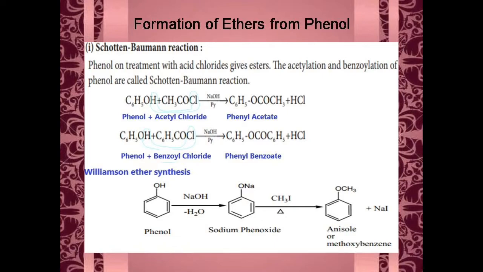The next one, when phenol is reacted with benzoyl chloride, formula C6H5COCl, in the presence of sodium hydroxide and pyridine, the HCl is removed, so that we get the product C6H5COOC6H5. Here the COO part is called benzoate and C6H5 is called phenyl. So the product name is phenyl benzoate.